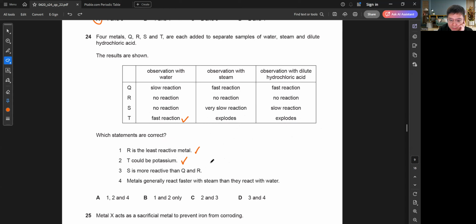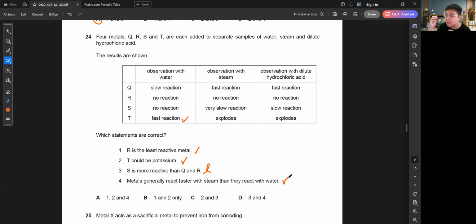Is S more reactive than Q? No, because when it is mixed with water, it has no reaction, while Q has a slow reaction. So in this case, Q already shows that Q is more reactive. So this is out. Of course, we can check further, but just from the test with water, we can already tell that number 3 is wrong.